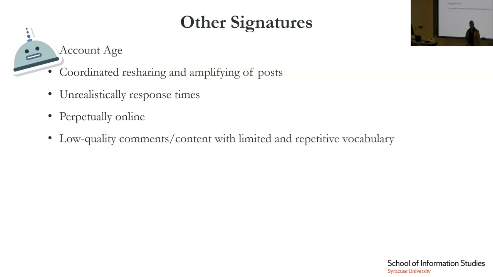Next is low quality comments, like your lexical density. You can actually measure lexical density based on the grammar or the way we frame sentences. You also need theory of mind to guide some of your research or some of the signatures. If you use research theories like theory of mind, you might be able to figure out if it's a bot or not.